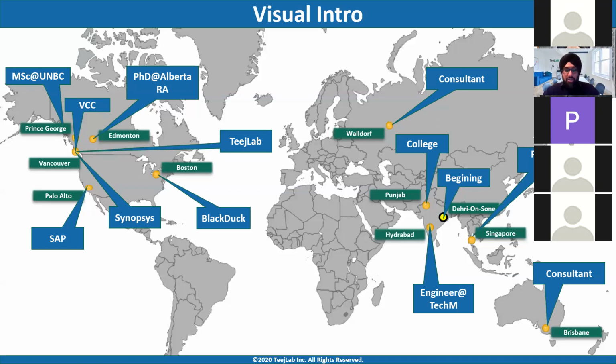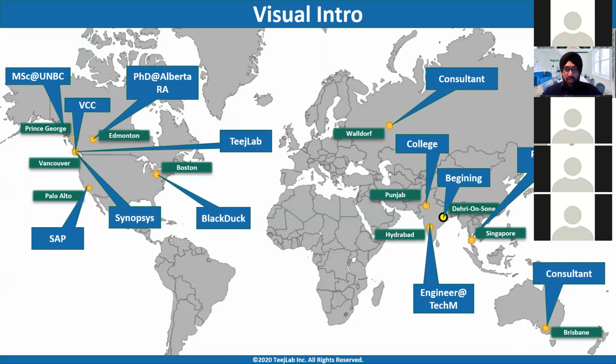Before founding TeejLab, I started the R&D division of Black Duck Software. So if you have used open source or any other tools for open source related problems, Log4j is the recent one. My team was responsible for applying different data science techniques to cover the intelligence that was needed to find licensing issues, security issues, and whatnot.